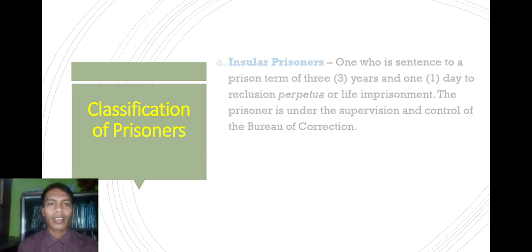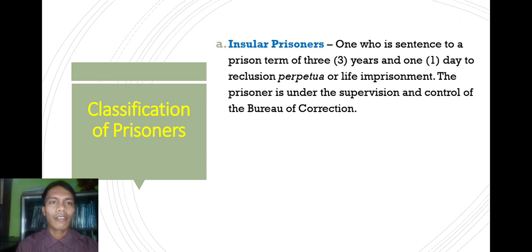Then classification of prisoners. So let us classify the prisoners. First, we have the insular prisoners. When we say insular, one who is sentenced to a prison term of 3 years and 1 day to reclusion perpetua or life imprisonment. The prisoner is under the supervision and control of the Bureau of Correction.